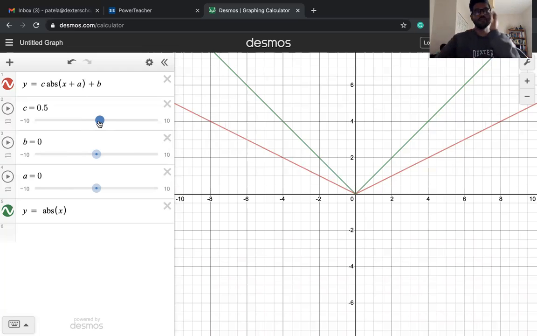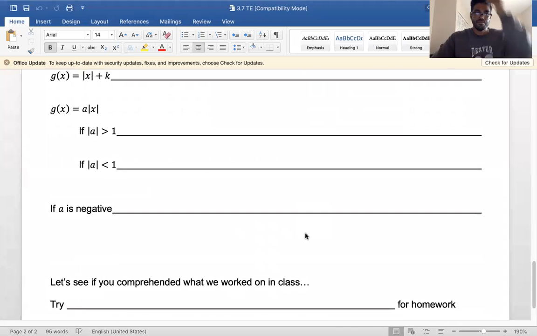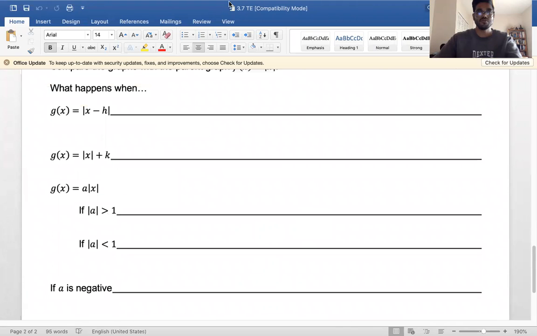So again, we like using these translations because it makes it a lot easier just to graph it instead of making tables every time. Okay, so we can summarize this whole thing here. What happens when you have this h term on the inside? This is going to be your shift left to right.